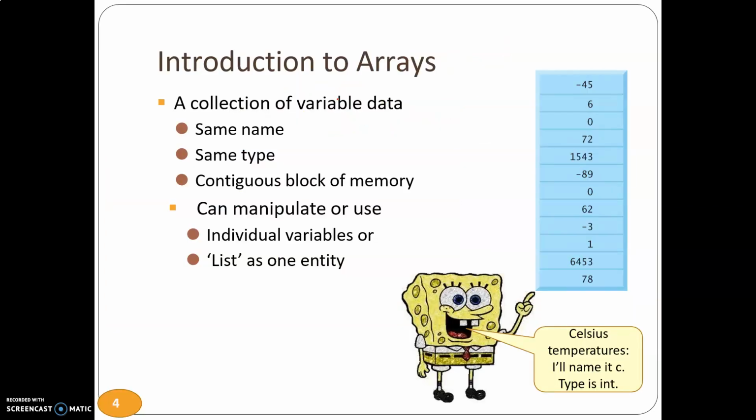Let us see the importance of arrays. It's a collection of variable data having the same name and same type. Here all the data corresponds to an integer type. It's a contiguous block of memory that can be manipulated by individual variables, or it can also be called a list of one type. In the previous example, all these values are temperature values, and I will be naming it C, and the type of this is int.